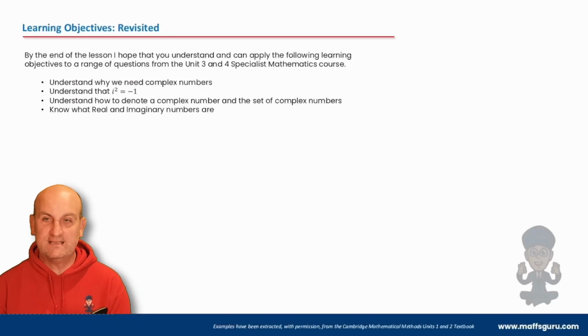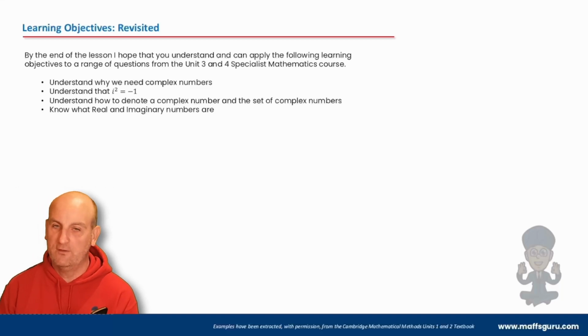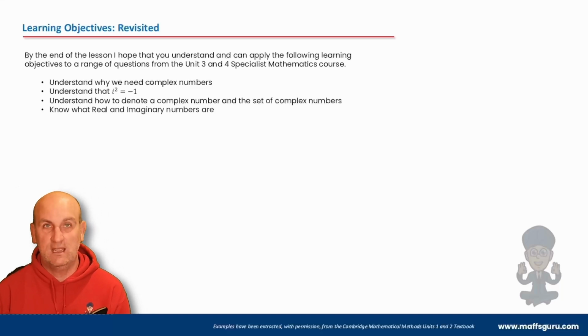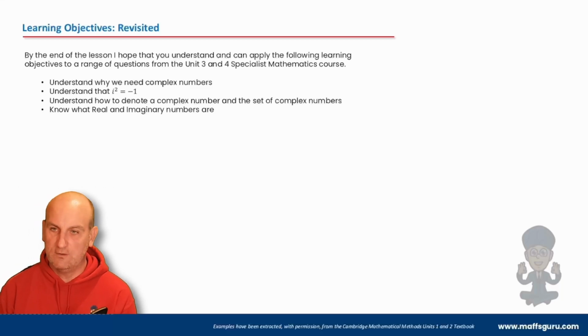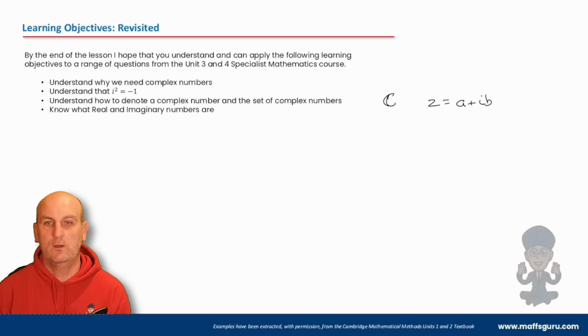And believe it or not, that's the end of this video. Hopefully it has been useful. Do we understand why we need complex numbers? Yes, otherwise we wouldn't have buildings or engineering. Understand that i squared equals minus 1. Okay, that's useful to know because it's going to help us now with our root signs. Understand how to denote a complex number and sets of complex numbers? Yes, so all our complex numbers are double C's. Understand how to denote it? Yep, a + ib is going to be useful. Know what real and imaginary numbers are? We do, and so I think we're done.